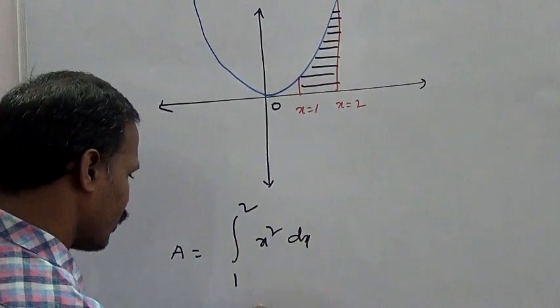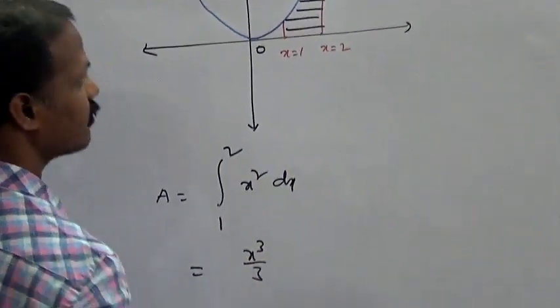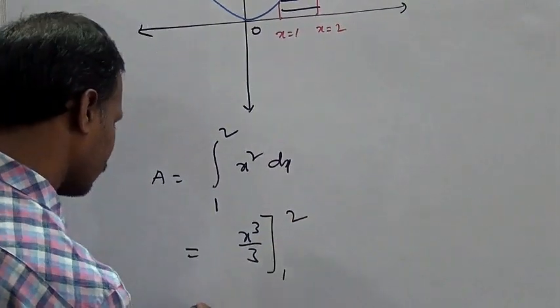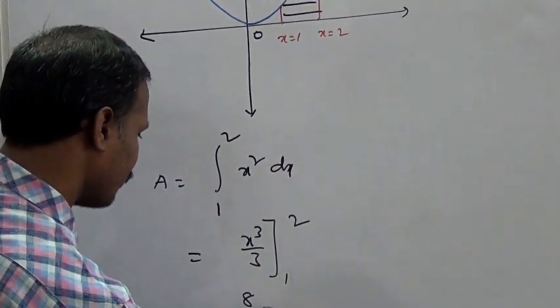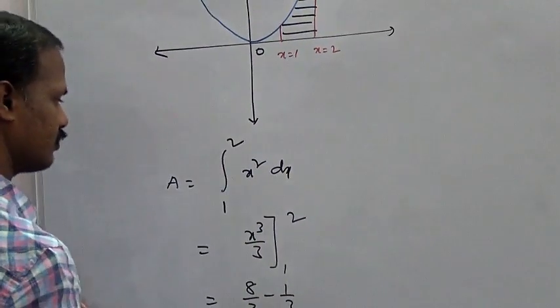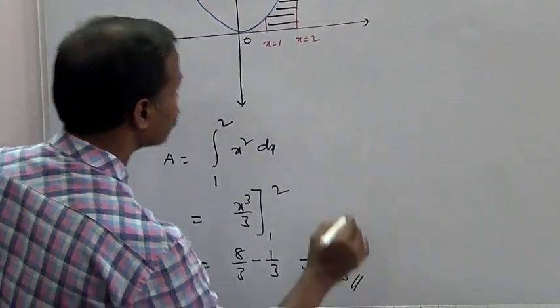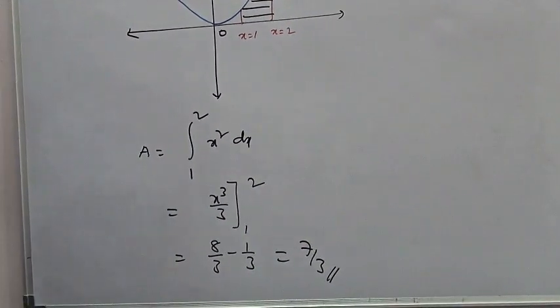Now this is equal to x cube by 3, from 1 to 2. So which is equal to 8 by 3 minus 1 by 3, which is equal to 7 by 3. Got it?